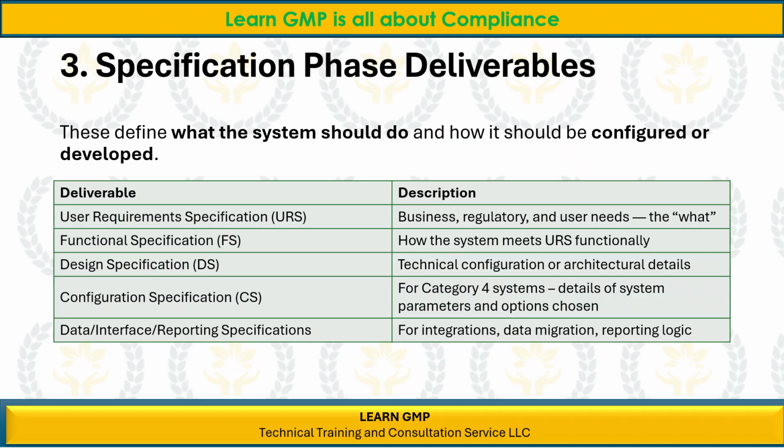Deliverable: Configuration Specification, CS. Description: For Category 4 systems, details of system parameters and options chosen. Deliverable: Data Interface Reporting Specifications. Description: For integrations, data migration, reporting logic.